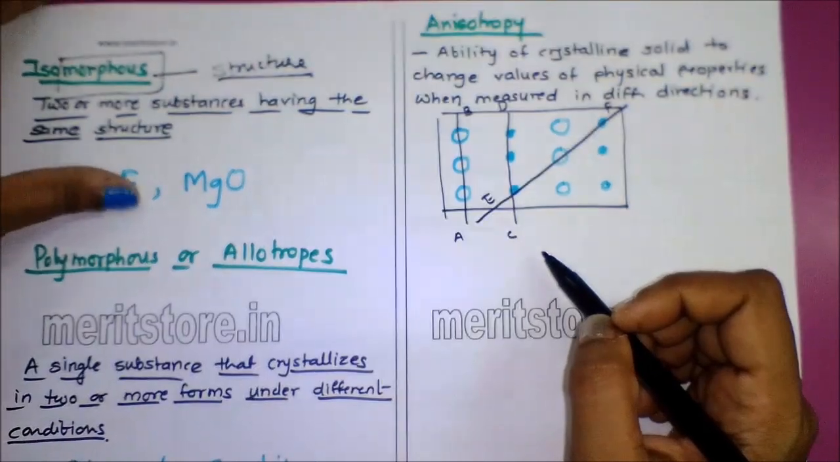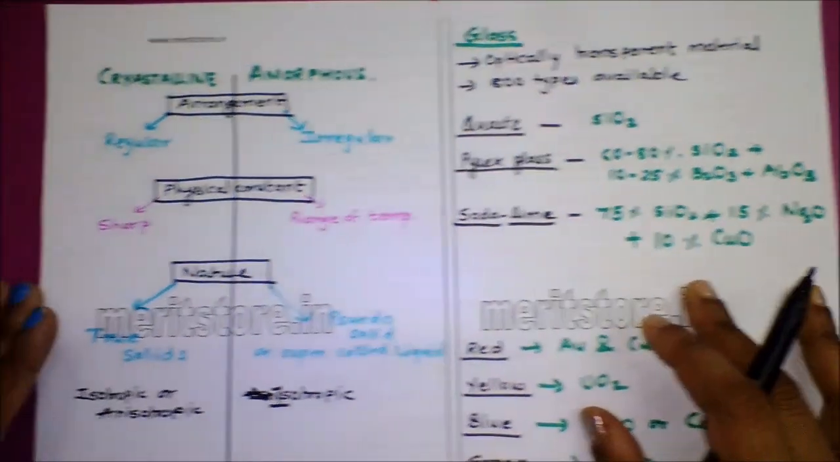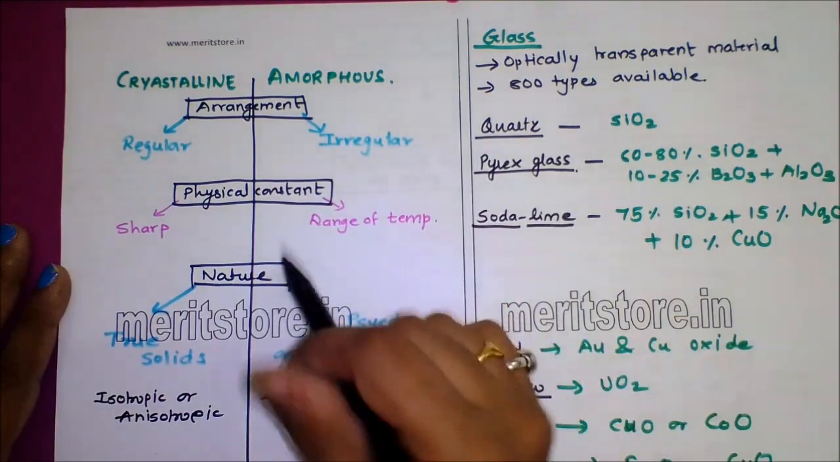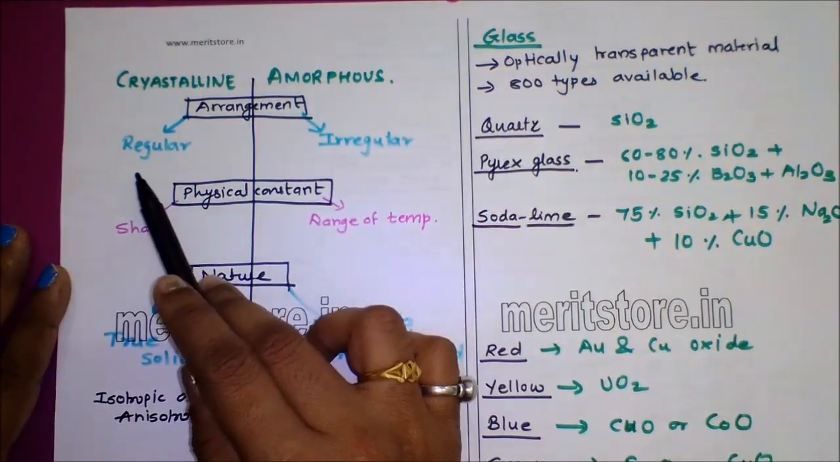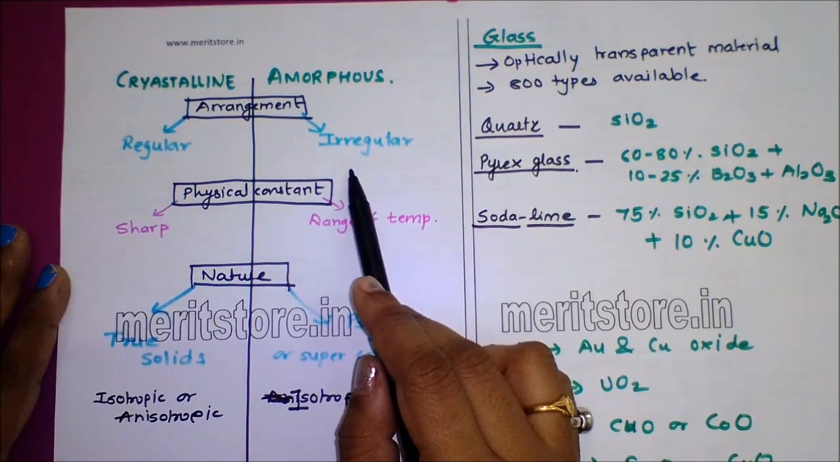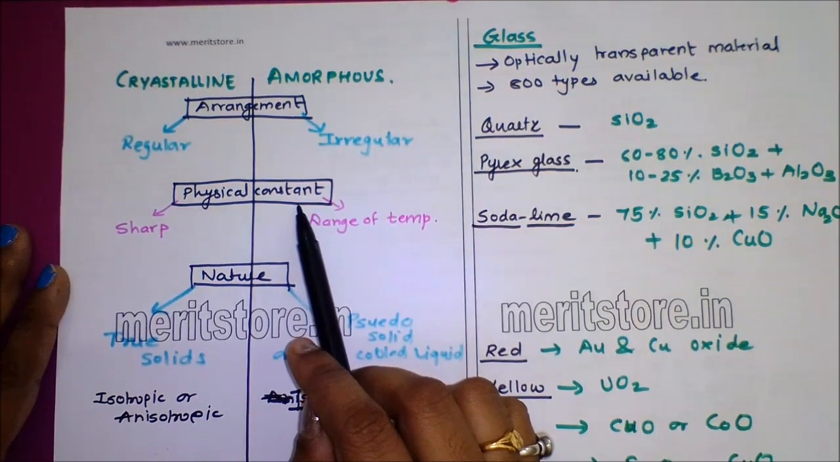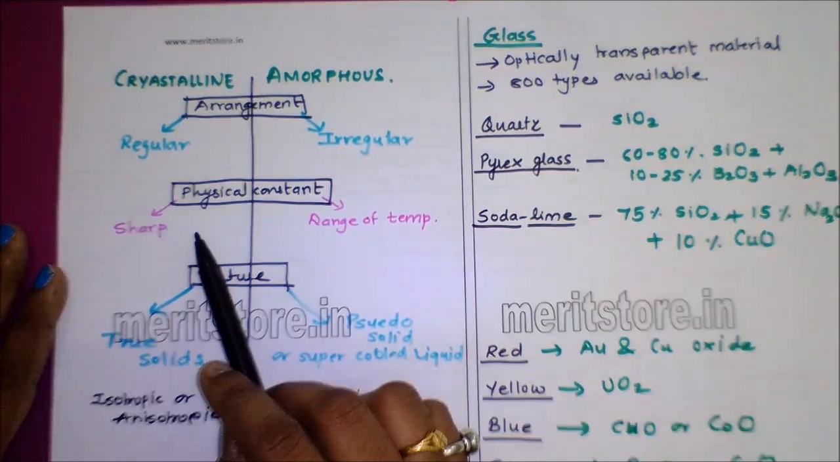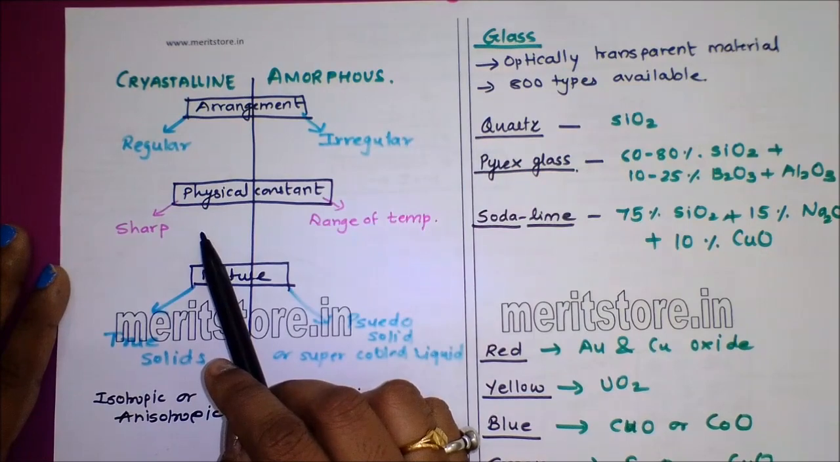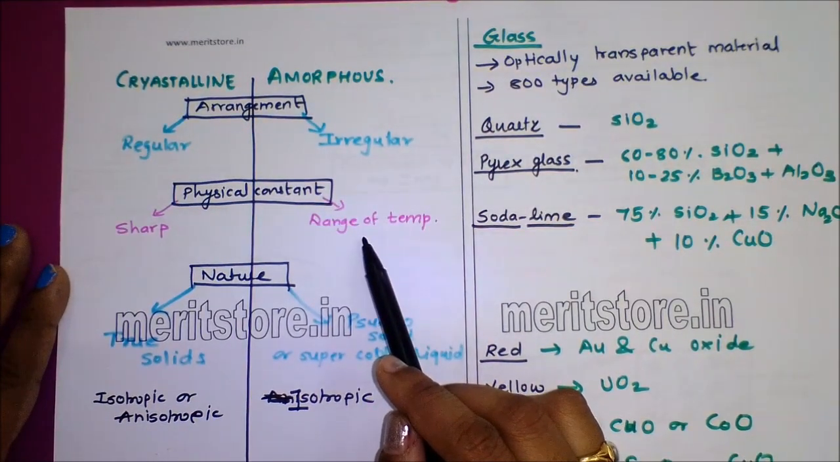So let us combine all these different properties and distinguish between the crystalline and the amorphous substances. In case of arrangement, crystalline substances are regular while they are irregular in the case of the amorphous. Physical constant, that means we talk about the melting and the boiling point. You'll find crystalline substances always melt at a sharp temperature, whereas the amorphous solid melts over a range of temperature.